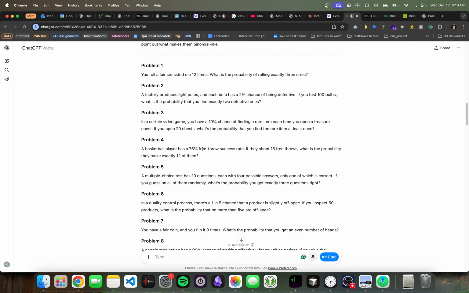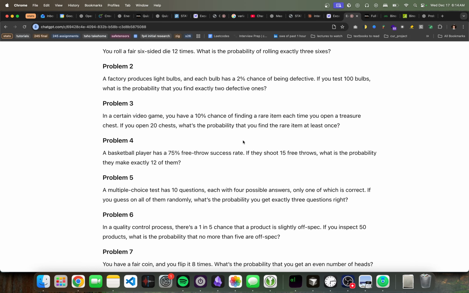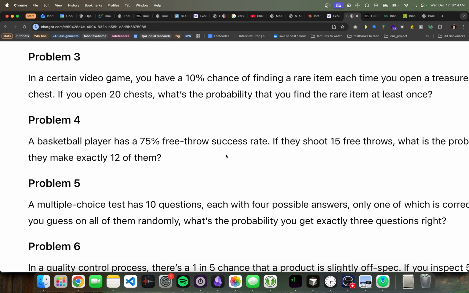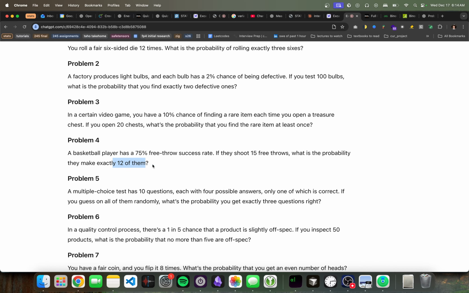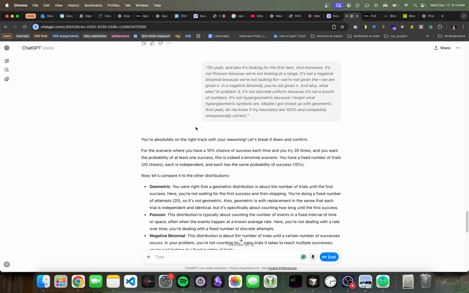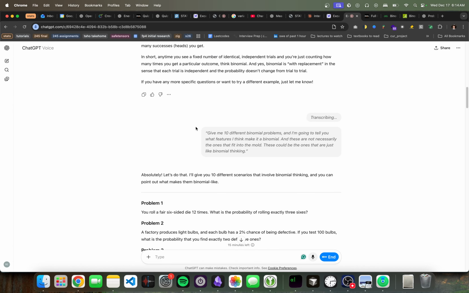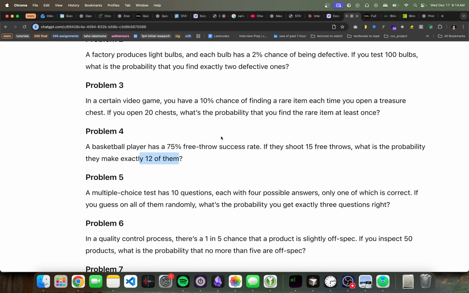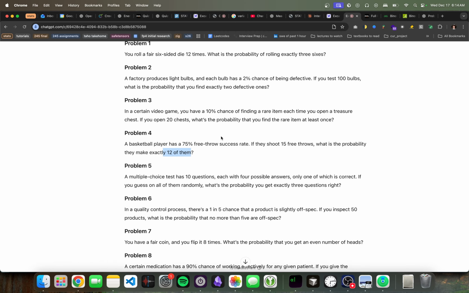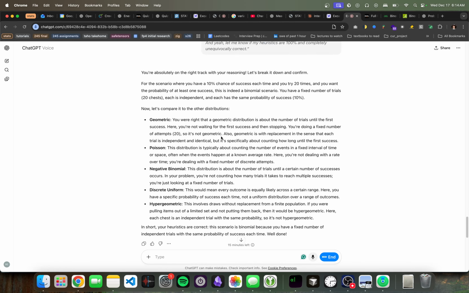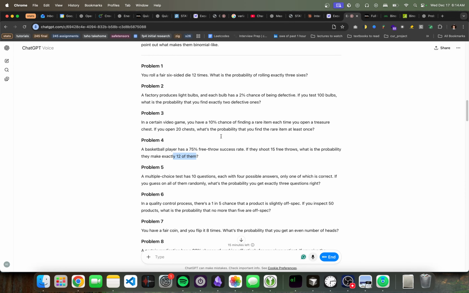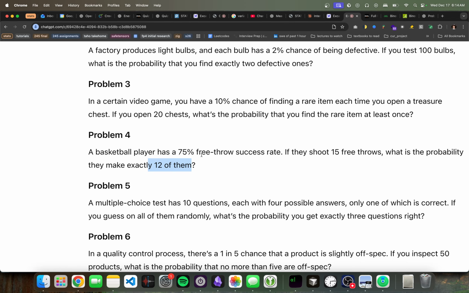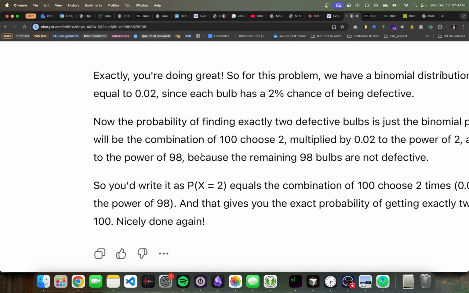Problem for basketball players, 75% free throw success rate. They shoot 15 free throws. What is the probability to make 12 of them? So if they have 15 free throws, that's n, and they have 0.75 success rate. That's my other value, and we're trying to find the probability that they make 12 of them. So x equals 12.